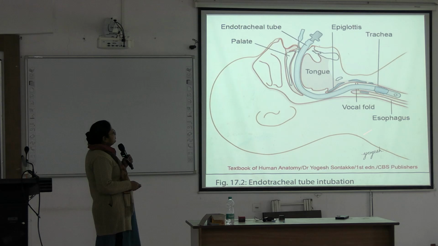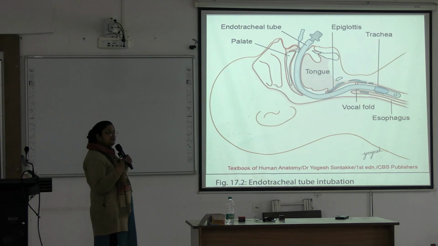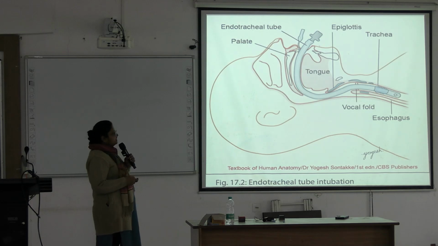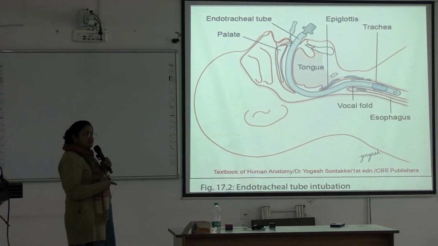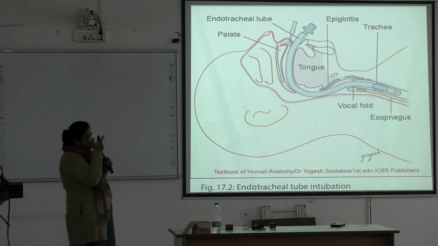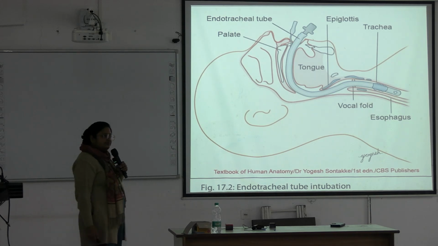During tracheostomy you are making an opening here in front of the neck. That is the difference between tracheostomy and endotracheal intubation. Tracheostomy is done when upper airway blockage is present, and endotracheal intubation is done during some kind of lung pathology or during general anesthesia like this.